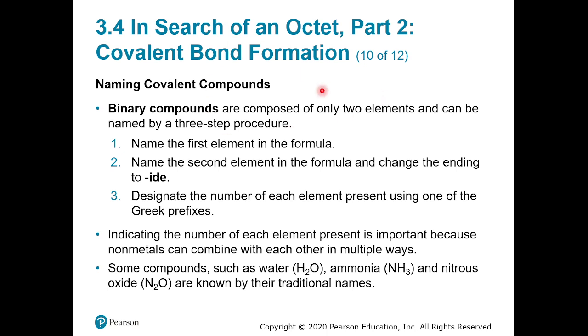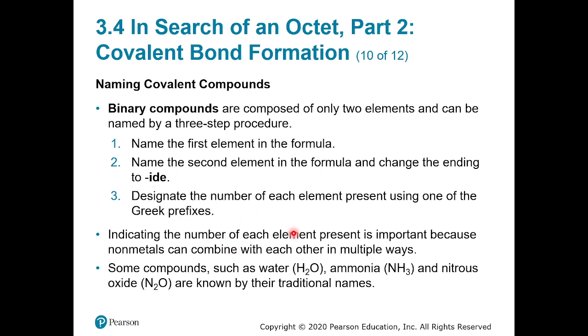So binary compounds, these are things with 2 different elements joined together. We only have 3 steps to the procedure. You'll name the first element in your formula, you'll name the second element in the formula, and then change the ending to "ide," only for the second element. You'll designate the number of each element present using one of the Greek prefixes, and I'll give you those Greek prefixes in a moment. This is going to tell you the number of each element present.